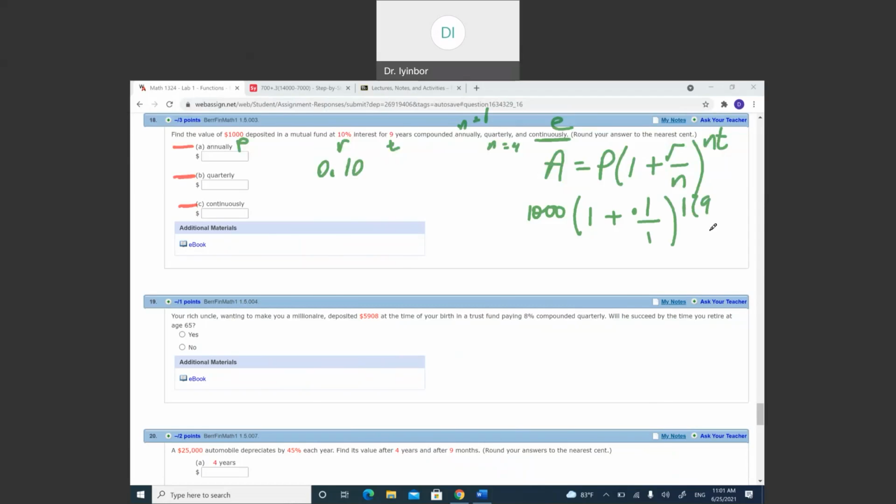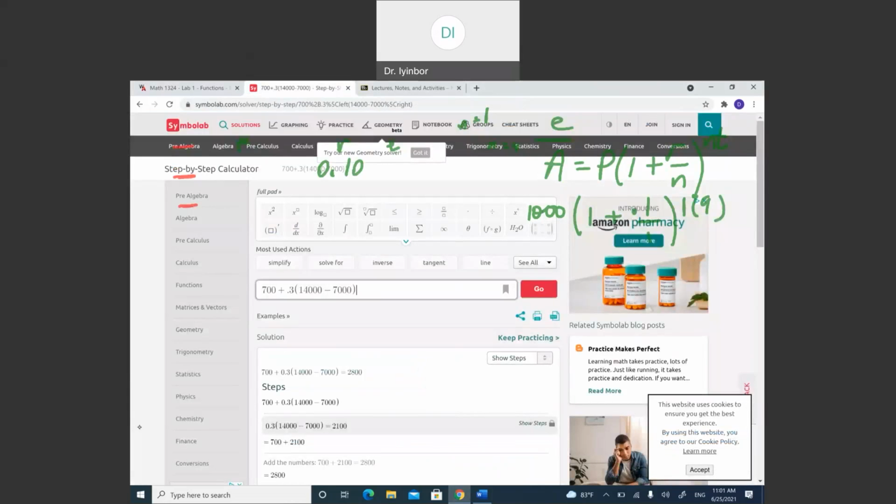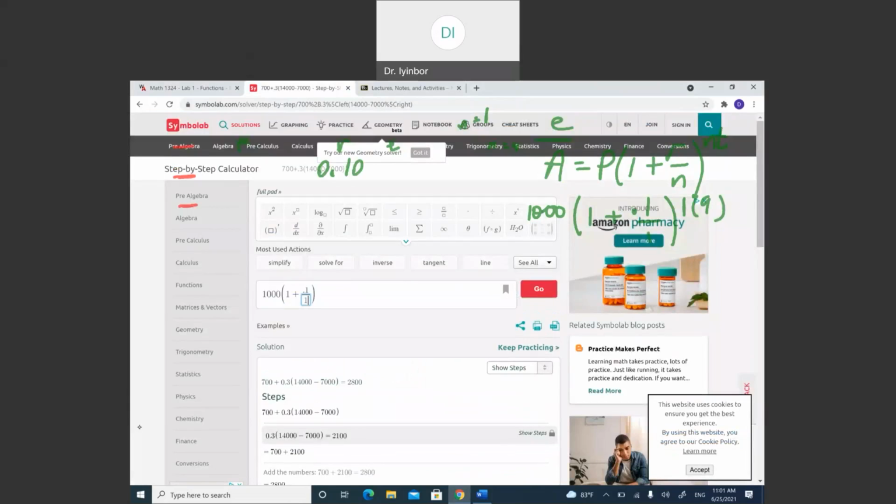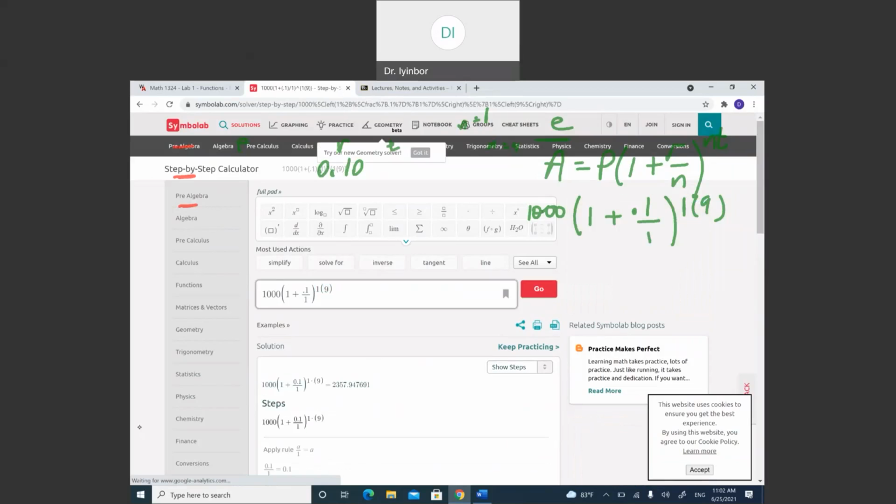So we're going to put 1,000 parentheses 1 plus, just put everything together. Don't do it step by step. 0.1 divided by 1. And then you put the exponent, not the square, the second one, exponent 1 times 9. Just like that. Even if it's easy to simplify, just put it like that because you're going to change it for the next one. So this is the answer I got.